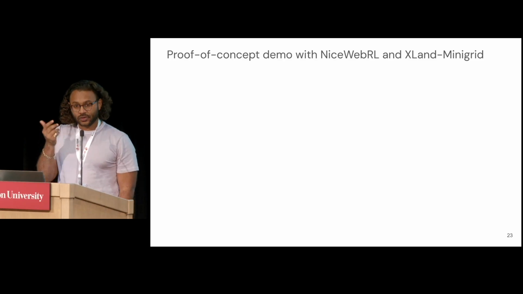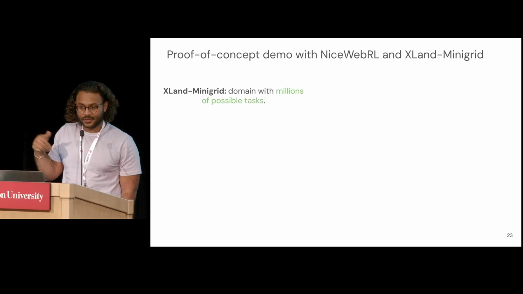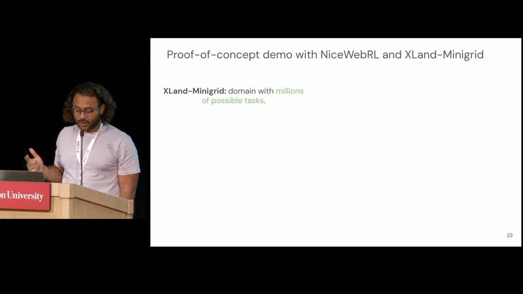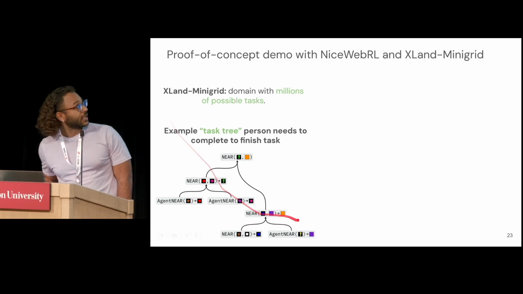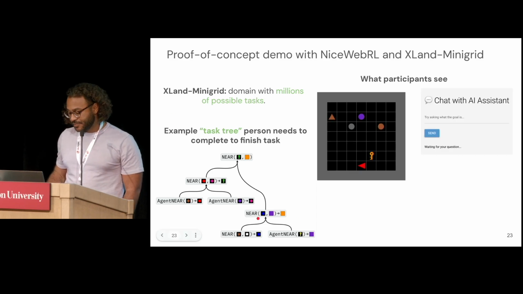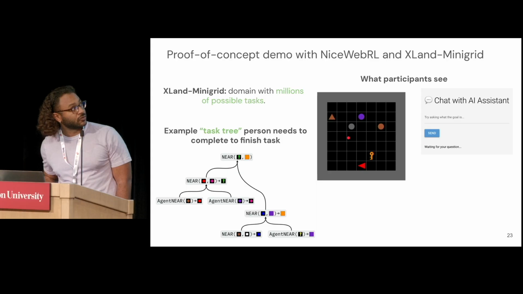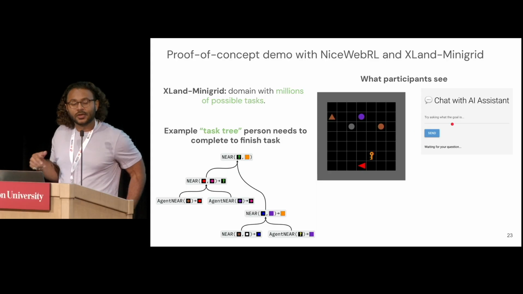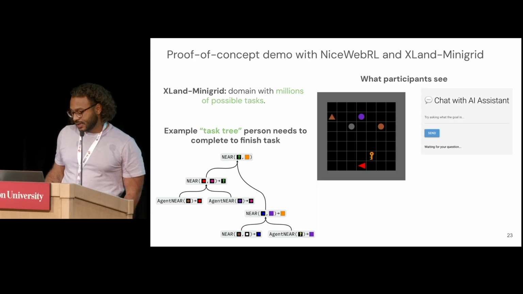So I don't have meaningful results to share, but I have this proof of concept demo that if you look up the paper, you can find. But basically, there's an environment called XLand-Minigrid with millions of possible tasks. They're hierarchical tasks, so there's many things you have to do. And then there is this example setup where you control this agent. You have to figure out what to do, you don't know, and you can ask an LLM for help, meant to be a way of studying this asymmetric information setting.